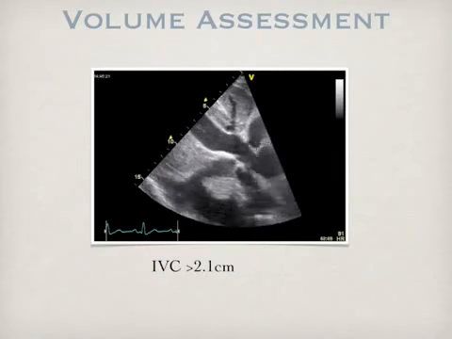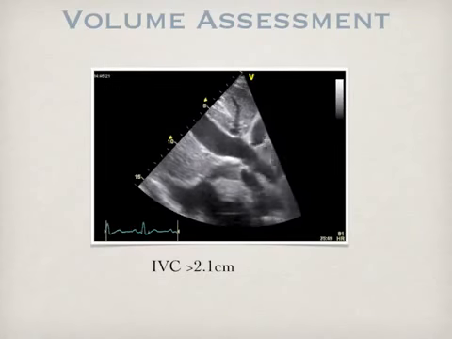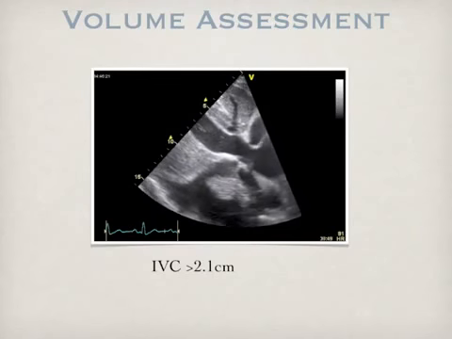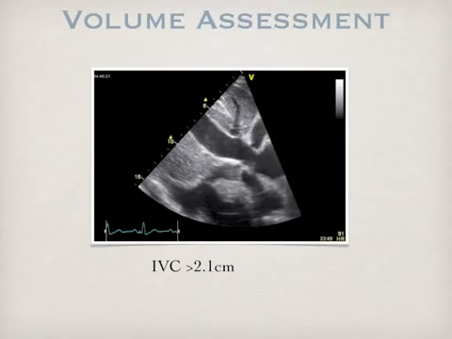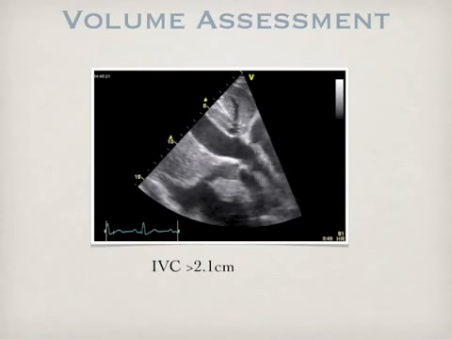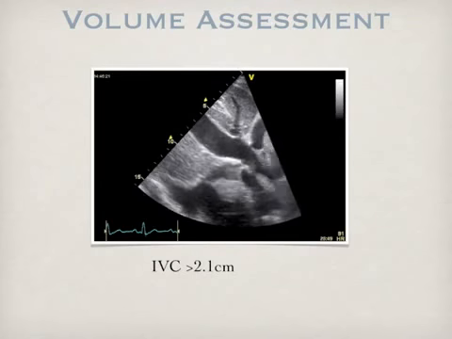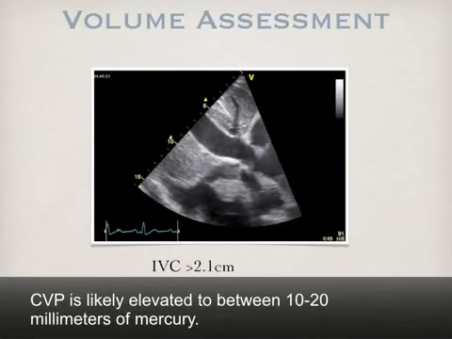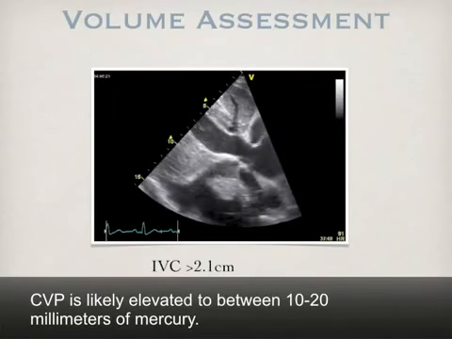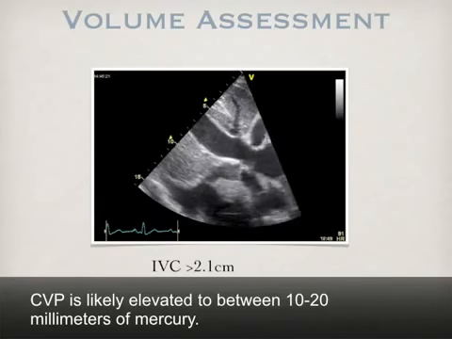This slide represents a modification of the bicaval view where the probe was advanced in an effort to follow the IVC into the liver. In this image, we see a large dilated IVC surrounded by liver parenchyma. Given that the IVC measures greater than 2.1 centimeters, the CVP is likely elevated to between 10 to 20 millimeters of mercury.